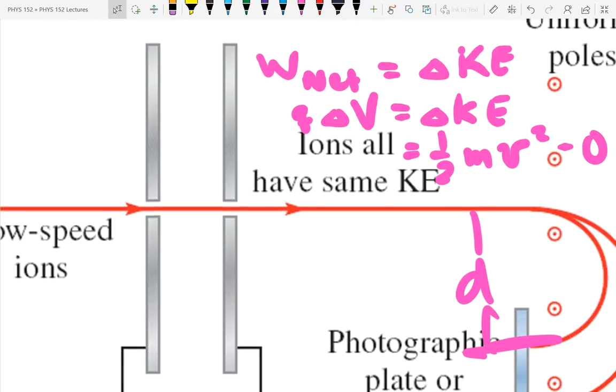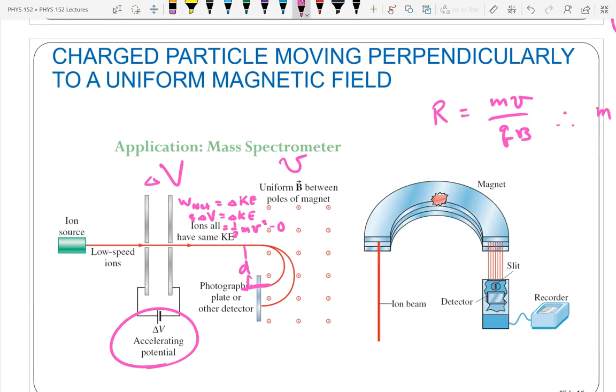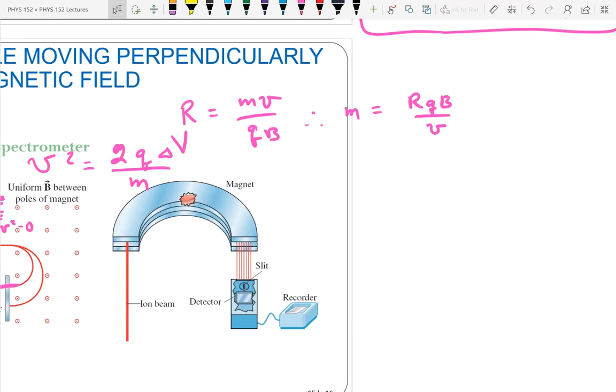Then I have a simple relation that says v squared is equal to 2q delta V over m. And so putting that into this equation, uh-oh, now I have m in two places, don't I? Got a little more work to do.